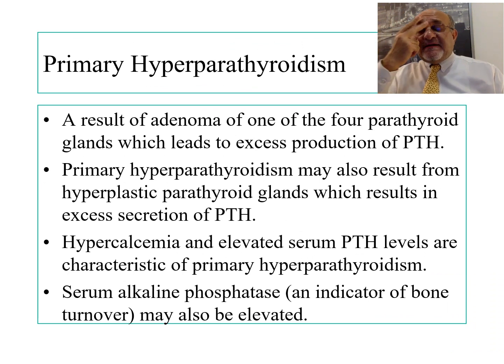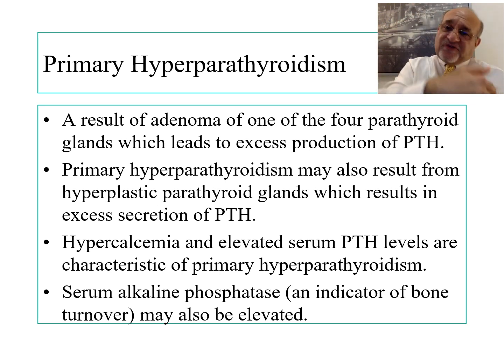The disease is divided into 3 stages. The first one is primary hyperparathyroidism. This is a result of an adenoma, that is a tumor of one of the 4 parathyroid glands, which subsequently leads to the excessive production of parathyroid hormone. The disease would also be categorized as primary if it is a result of hyperplasia of the parathyroid glands, which will also lead to an excessive production of the parathyroid hormone.